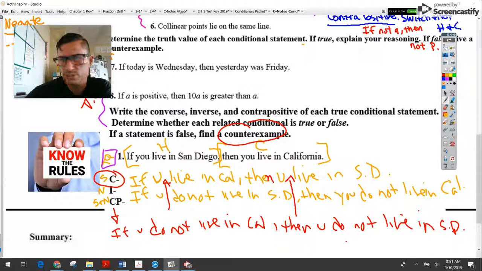Hopefully you got something out of conditionals. That was a quick overview, and you're going to have to practice.